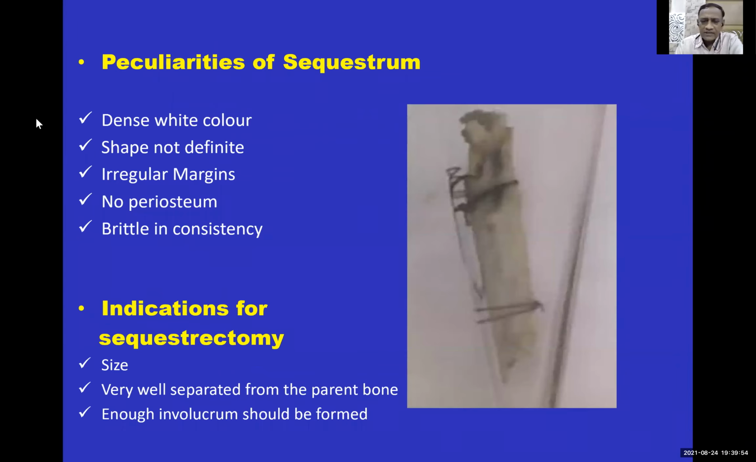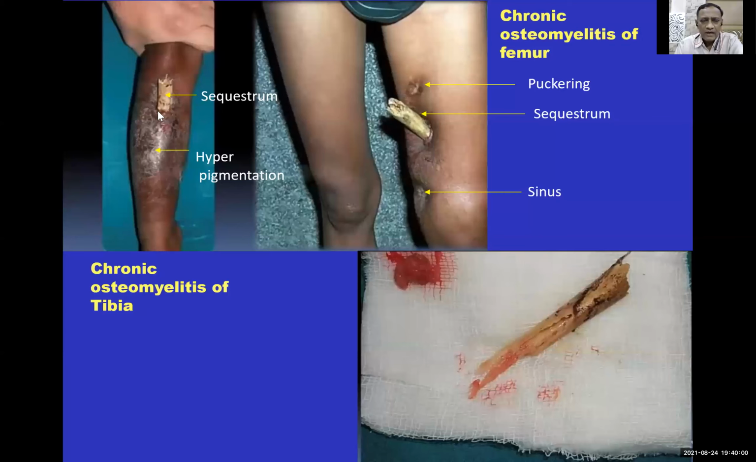This is a very interesting live specimen. This is the sequestrum, which is dead white, irregular in margins, and it is coming out through the tibia. The skin also shows hyperpigmentation. This is another specimen, chronic osteomyelitis of the femur. Again, the sequestrum is coming out through the femur, showing the dead white bone with irregular margins. These are the actual patients collected from the OPD. This is the sequestrum which is removed.